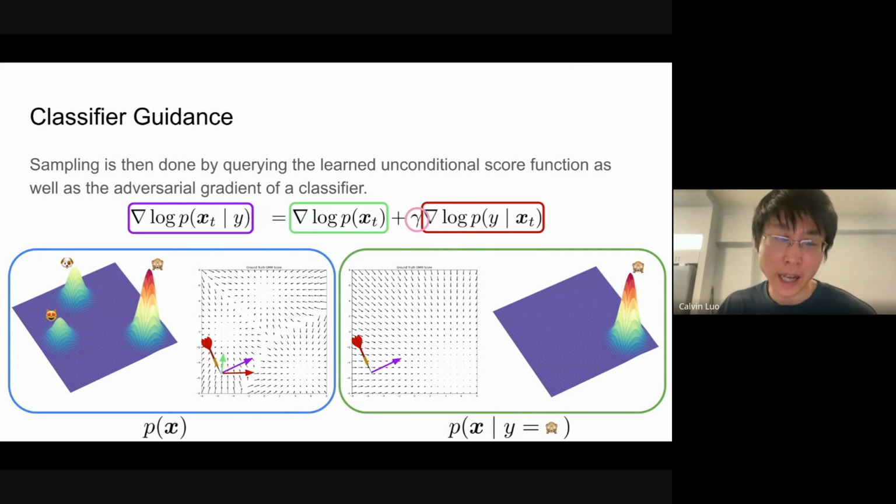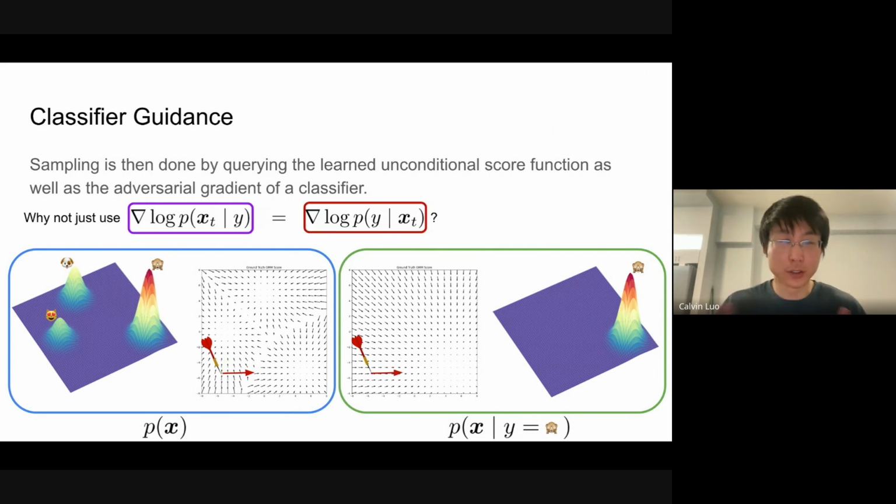A question you might have is, why don't we just use this adversarial gradient of the classifier? Why don't we just keep following it up to a monkey mode? Well, you might have seen before that this is kind of like optimizing the input.